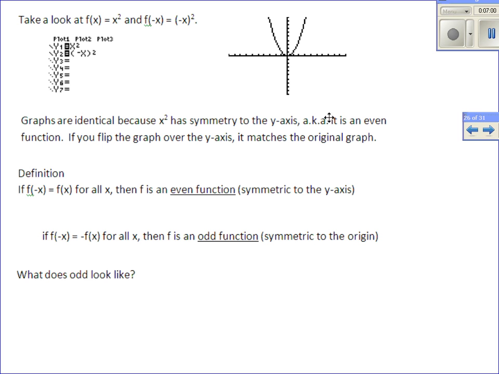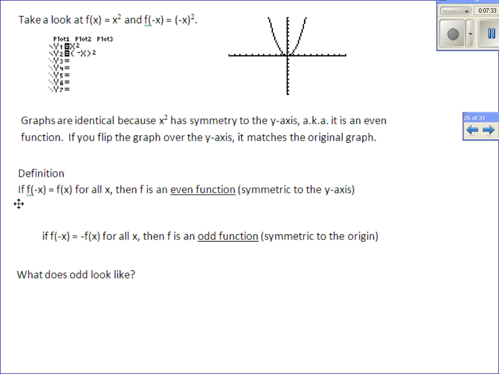Okay, let's look specifically comparing f of x equals x squared, and the rotation we would get with f of negative x equals negative x squared. So graphing x squared and negative x squared, we only see one function. That's because they're right on top of each other, they're identical functions. The graphs are identical because x squared has what we call symmetry to the y-axis. It's what we often call an even function. If you flip the graph over the y-axis, rotating it this way, it matches the original function.